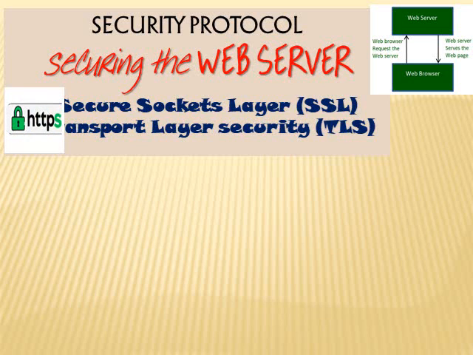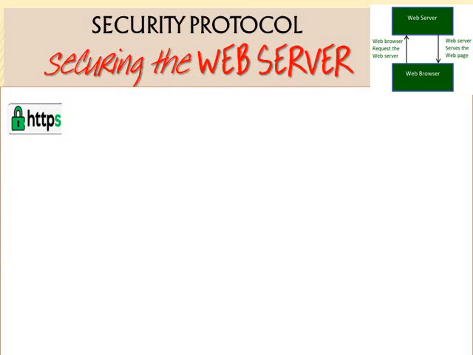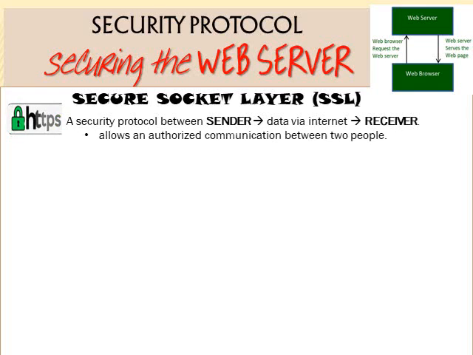Let's start with SSL. It is a type of security protocol that allows data to be sent and received securely over the Internet. It allows an authorized communication between 2 parties on the Internet. If you see this icon at the top of your URL web link, or in your web browser at the bottom of the status bar, this shows that the particular web page is secured under SSL features.